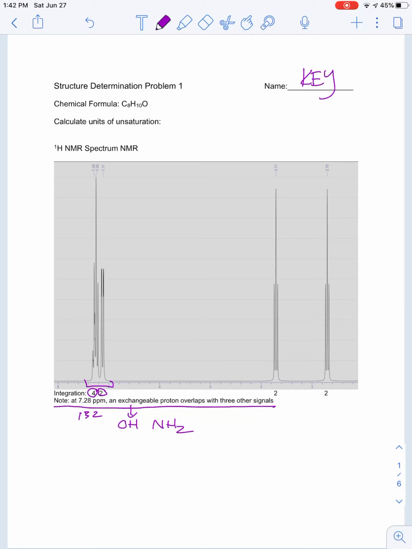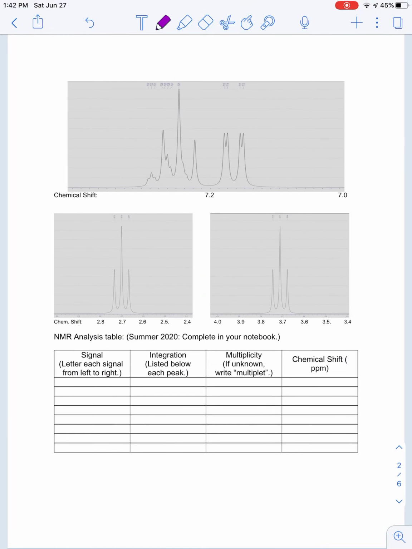Then we have what looks to be triplets and a triplet. So I'm going to go back and forth between the spectra and the table to show you how I would fill this in. And consider we have 4, 2, 2, 2. What I'm going to do is separate this into, for this one, 1, 3, 2, 2, 2. And I'm going to have A, B, C, D, and E.